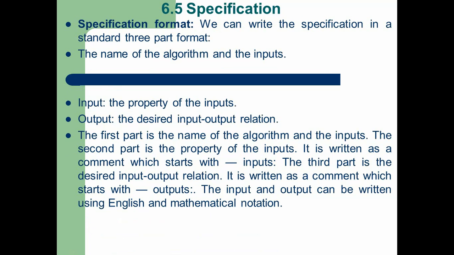Now we are going to see the format for writing a specification. First, the name of the algorithm and the inputs. First we should allot the name for the algorithm, then the input variable and output variable, the property of the input, and the desired input output relationship. The first part is the name of the algorithm and the inputs. The second part is the property of the input. It is written as a command with the double dash inputs keyword and the double dash outputs keyword.